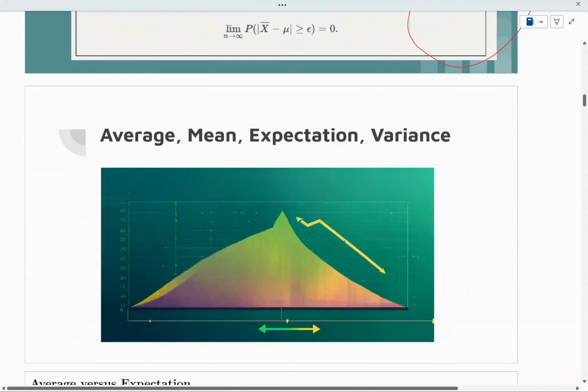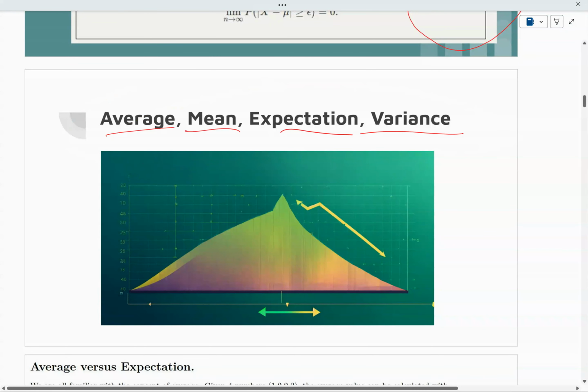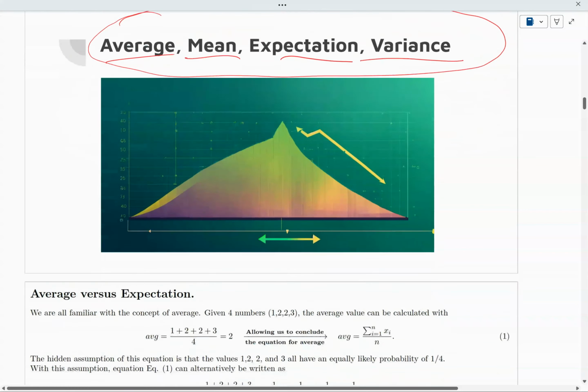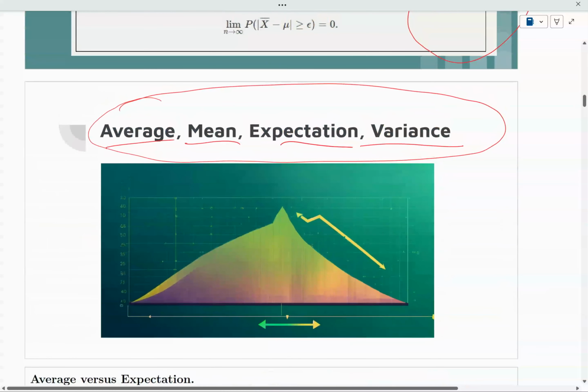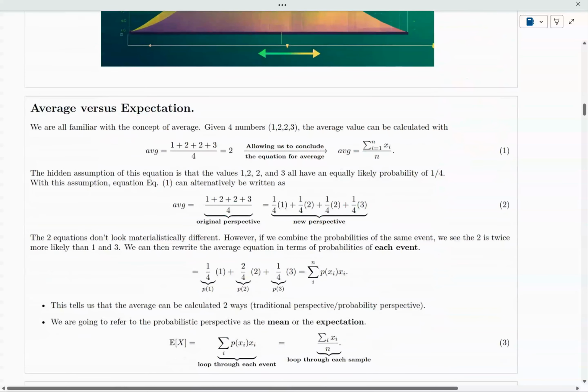All right, let's move on to these concepts. We use the words mean, expectation, variance, average, and if you have taken probability and statistics, all of these concepts should be familiar to you. So this is really a review, but hopefully we will go through the reason behind the equations better and you will be able to understand them. So, average.